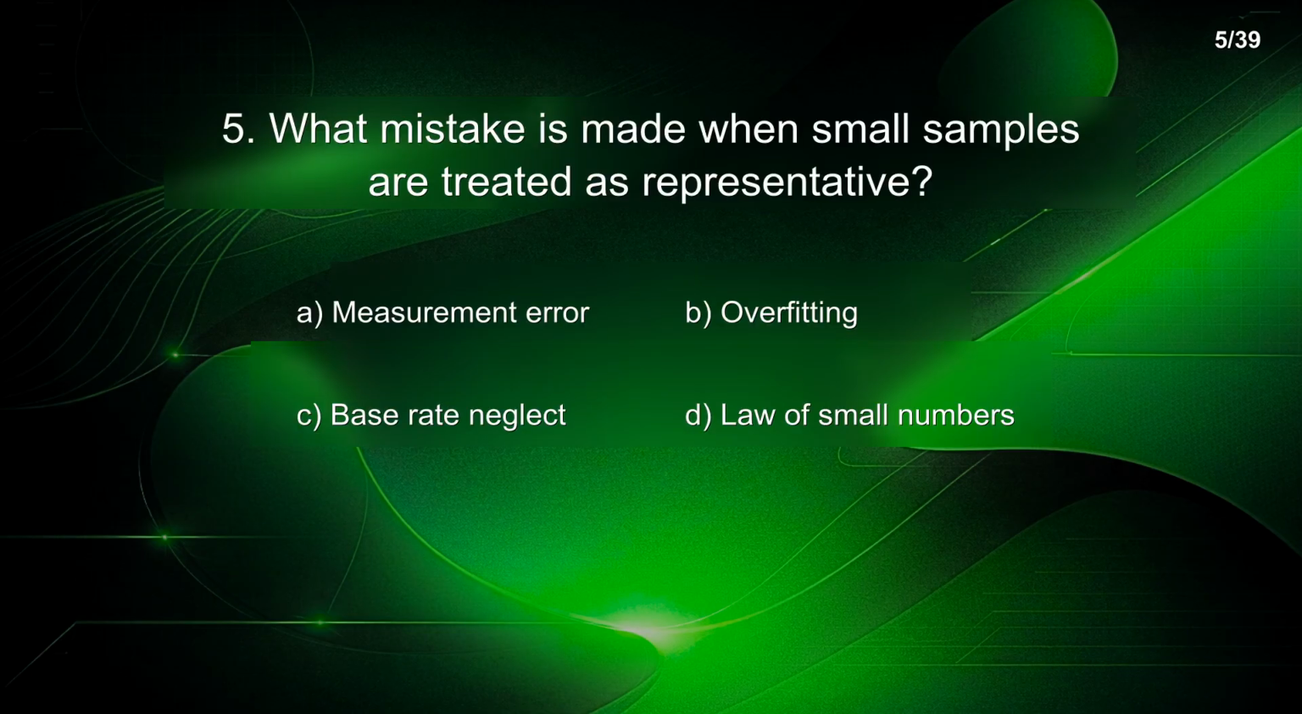Fifth question. What mistake is made when small samples are treated as representative? A. Measurement error. B. Overfitting. C. Base rate neglect. D. Law of small numbers. Correct answer is D. Law of small numbers.